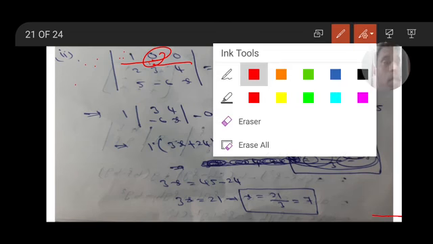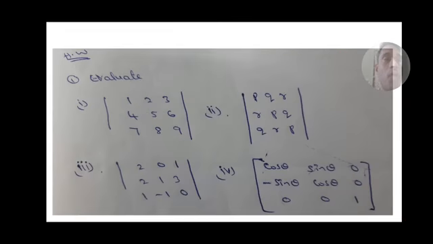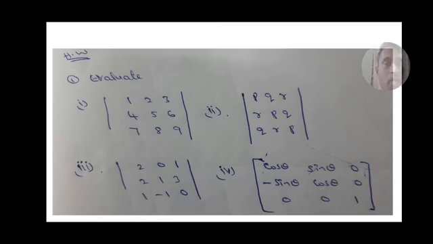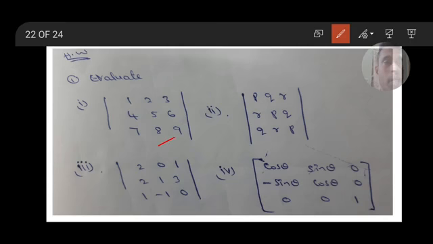Okay, next, homework problems. Evaluate determinant of 1 2 3, 4 5 6, 7 8 9. First one. Next, determinant of P Q R, R P Q, Q R P. Next, determinant of 2 0 1, 2 1 3, 1 minus 1 0. Next, fourth one, determinant of cos theta, sin theta, 0, minus sin theta, cos theta, 0, 0, 0, 1.